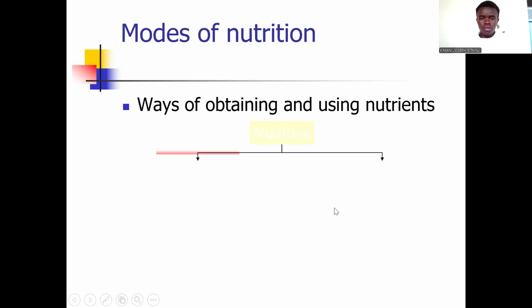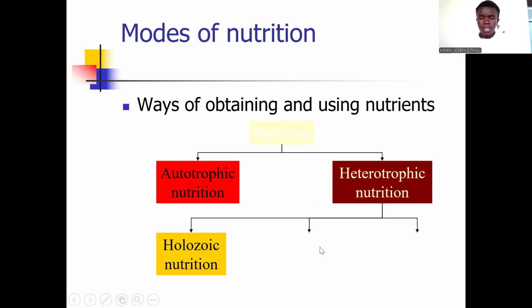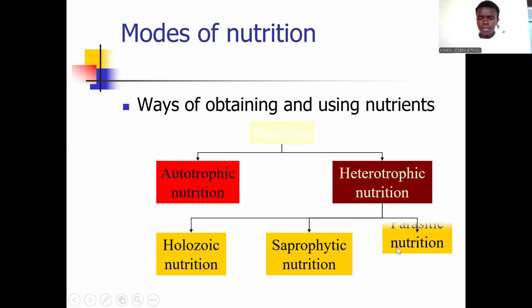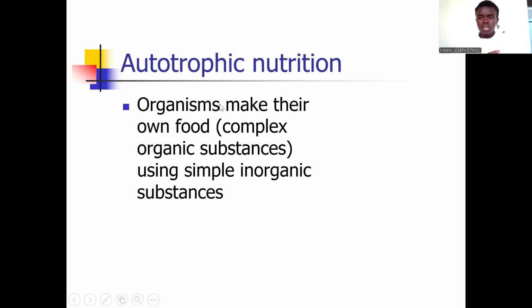Now let's go to the two classifications, autotrophic and heterotrophic. And then heterotrophic is further classified into three. You have Holozoic, Parasitic, and we also have another mode known as Saprophytic. Now let's start with autotrophic. Autotrophic is used mostly by plants.